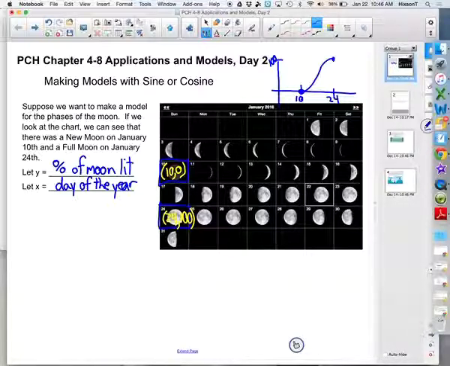Now, question, what do you want to use? Do you want to use sine or do you want to use cosine? Cosine. There's no wrong answer here. Yeah, you want to use cosine. All right, let's use cosine. Now those of you who said cosine, why do you pick cosine?